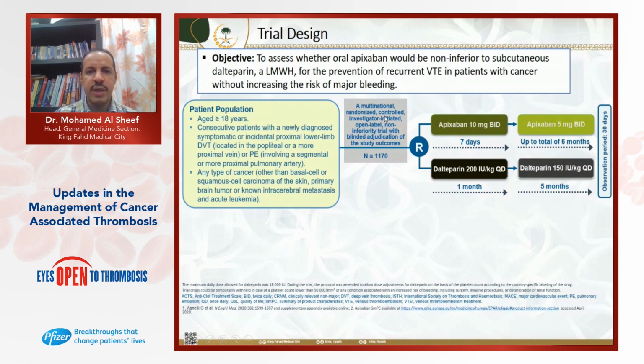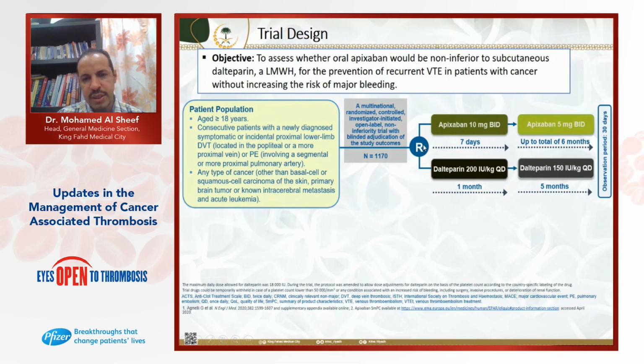Then you have a multinational randomized controlled trial that is investigator initiated. So this is not industry initiated; it is an open-label non-inferiority trial with blinded adjudication of the study outcome, which we call a PROBE trial. The number of patients, about 1,170, is a large number. This is the calculated sample size. It was powered to reach statistical significance. They needed about 800-plus patients, and they compensated for 20% loss to follow-up, so they inflated the number to 1,170.